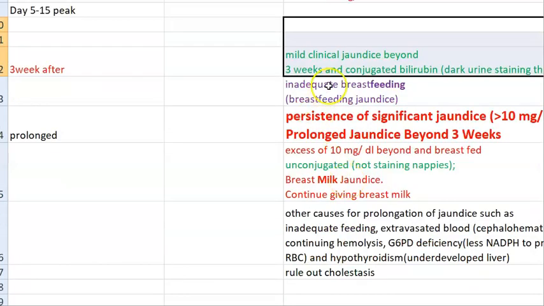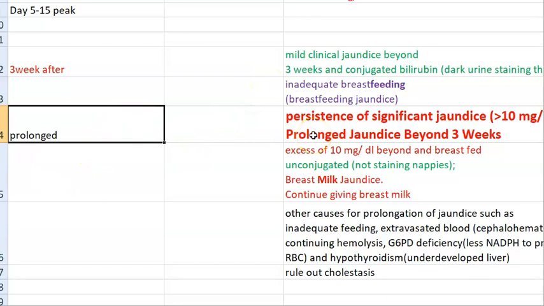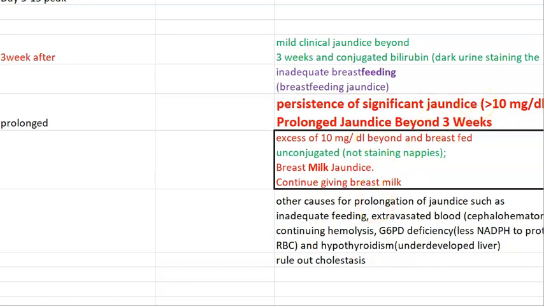Okay. If there is inadequate breastfeeding, you should tell the mother to do more breastfeeding. So that will be breastfeeding jaundice, which is actually because of inadequate feeding. If there is persistence of jaundice beyond 3 weeks and it is significant jaundice, that is greater than 10 mg per deciliter, you will call it as prolonged. For prolonged, it should be greater than 10, remember. Okay, and this will be usually unconjugated and not staining nappies, means it will be breast milk jaundice, but you should continue to give breast milk.